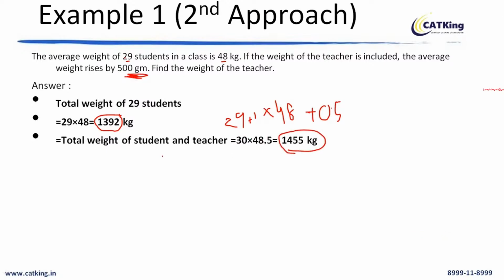So the new total will be this, and the old total will be this. So the weight of the teacher is simple, no? The total increase is only because the teacher is added. So subtract the old total from the new total, simple, and we get 63.